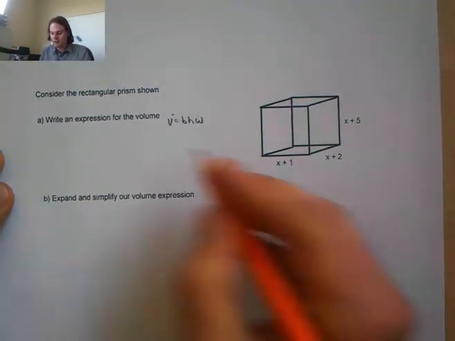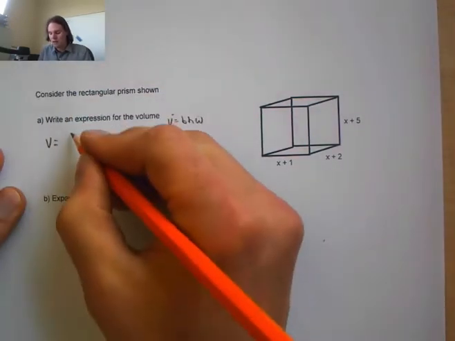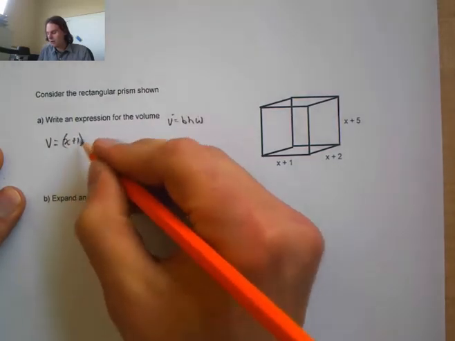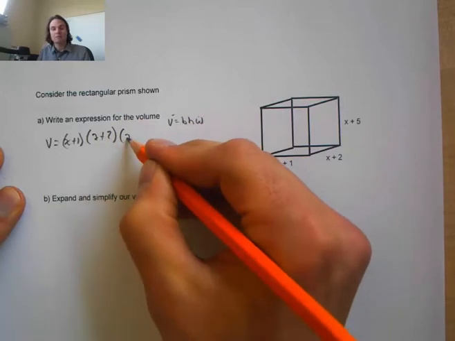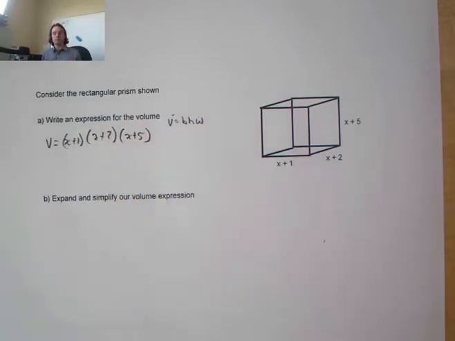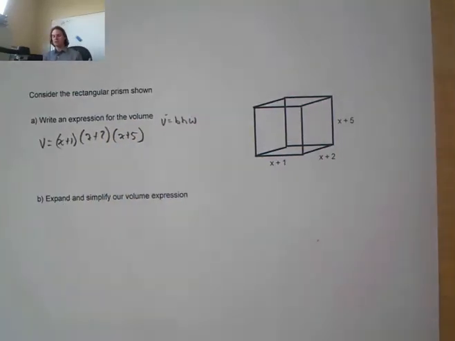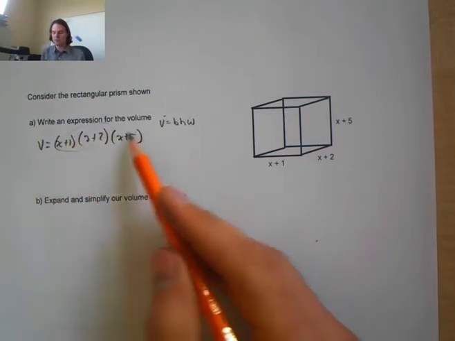So in this case, volume is equal to x plus 1 multiplied by x plus 2 multiplied by x plus 5. Now it wants us to expand and simplify the expression. So first I'm going to multiply this, then I'm multiplying that.